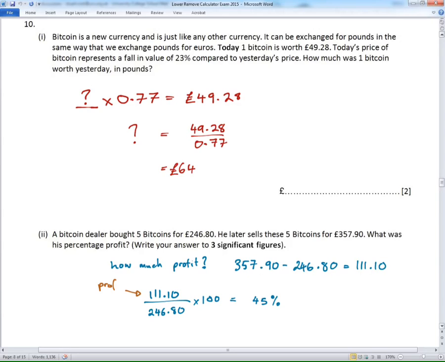A quick note here: the profit divided by the cost price is percentage profit. If you do the profit divided by the selling price, this is what we call the profit margin. So percentage profit is profit divided by the cost price. Profit margin is something slightly different. So if you got confused about that, that's perhaps why.